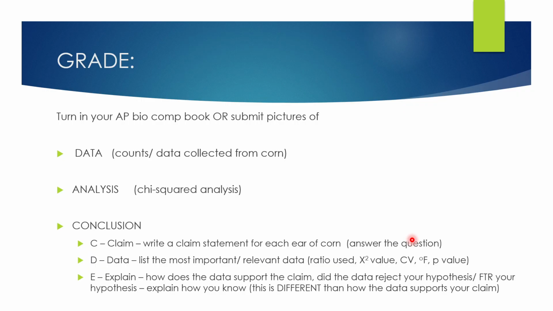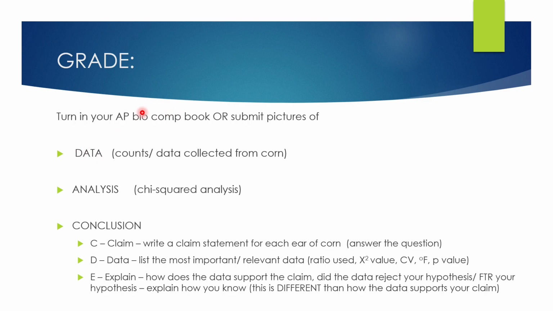All right, for your grade for this assignment, you can either turn in your AP Bio Comp book into the basket, that's fine, or submit pictures, but those pictures have to be clear. If I can't see them, I'm going to take points off for them. You don't know whether the picture is submitted clear or not, you can click on it and open it up and see what I'm going to see. But if I can't see information, then it's going to be points off. So make sure that you double check the pictures you submit. However, either one of these is fine.